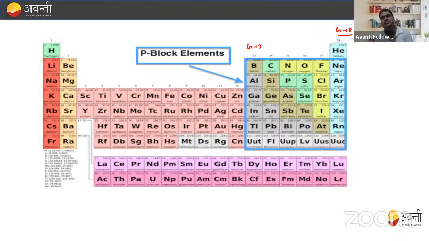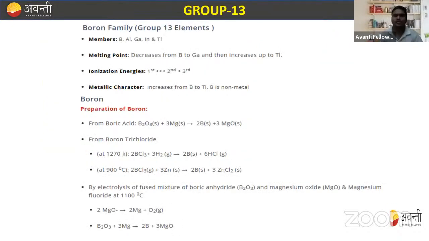Now we are going to discuss group 13, then groups 14, 15, 16, 17, and 18. So we are going to cover the entire P block in this class. Let's start with the group 13 elements. What are some basic characteristics of group 13 elements? Basically, group 13 is also known as the boron family, and the members of this group, as we already discussed, are boron, aluminum, gallium, indium, and thallium.